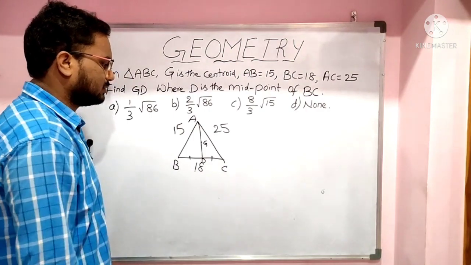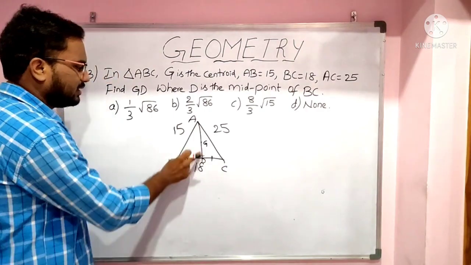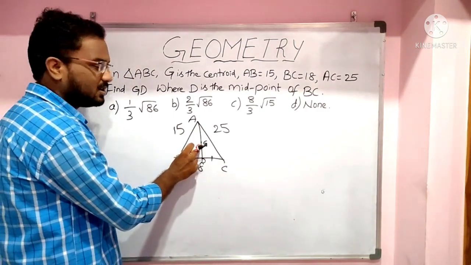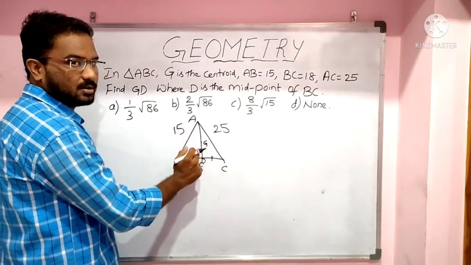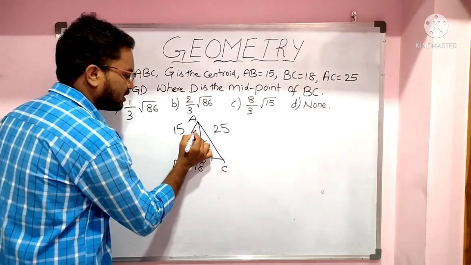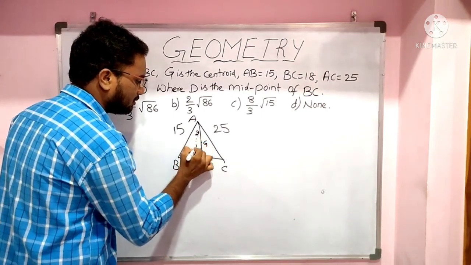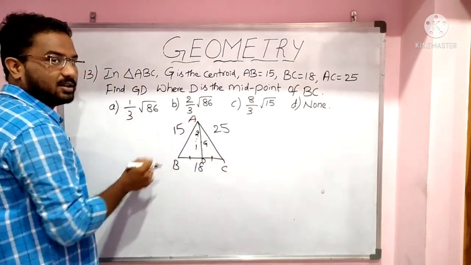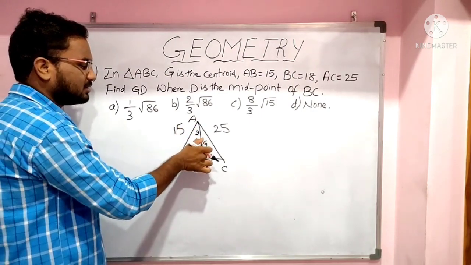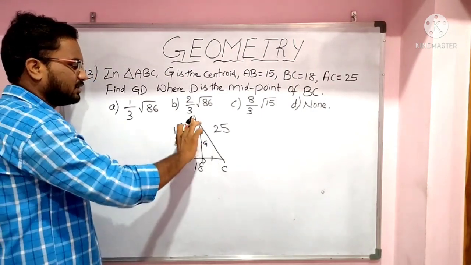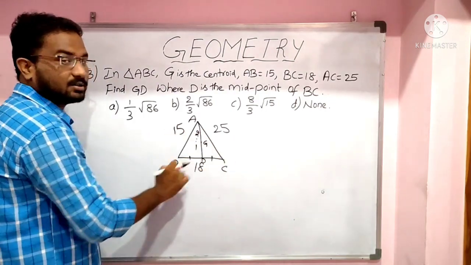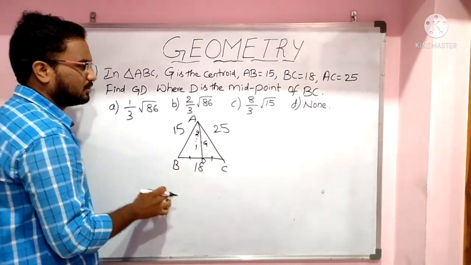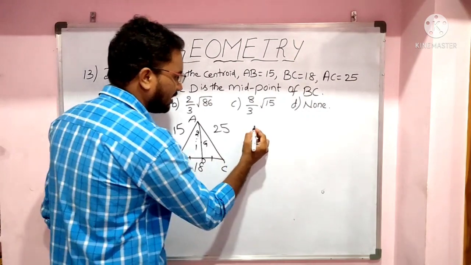The centroid divides the given median in the ratio 2:1, with 2 parts on the vertex side and 1 part on the base side. We need to find AD, and from AD we can get the GD value. So how can you find AD? This is the median, and we have all three sides. So we can use the Apollonius theorem.